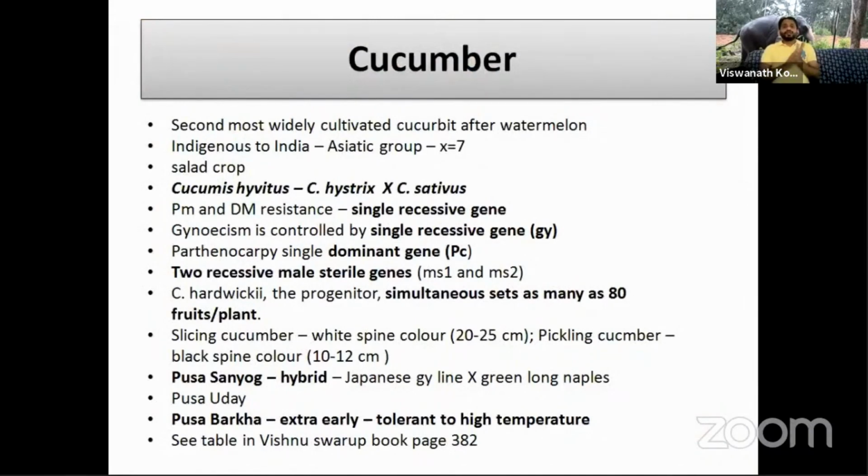So now we come to the cucumber. The largest vegetable family is Cucurbitaceae, and cucumber is the most common vegetable in Cucurbitaceae. It is the second most widely cultivated cucurbit after watermelon, and it is indigenous to India.